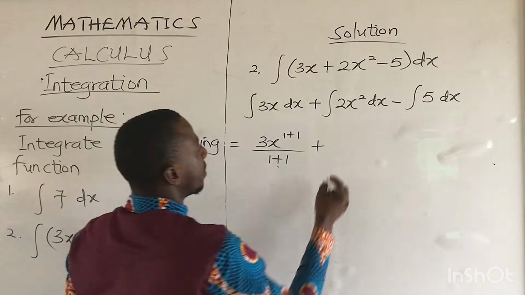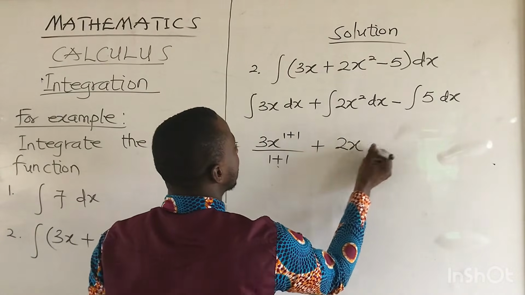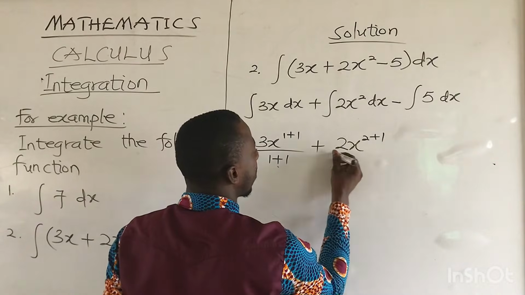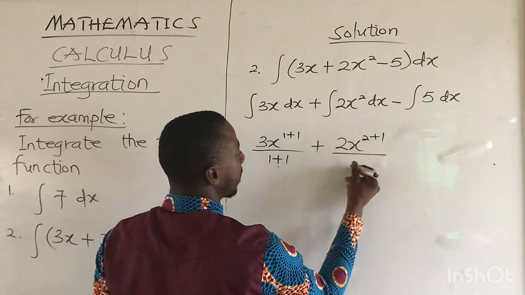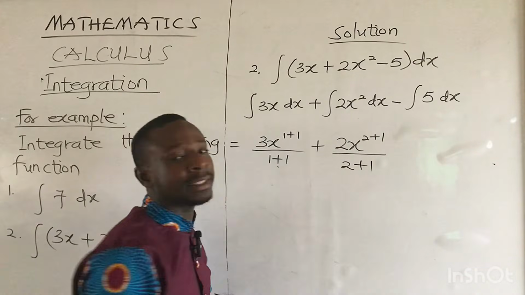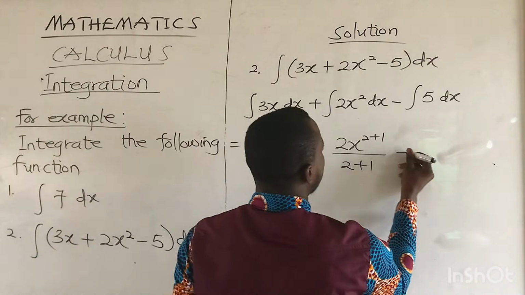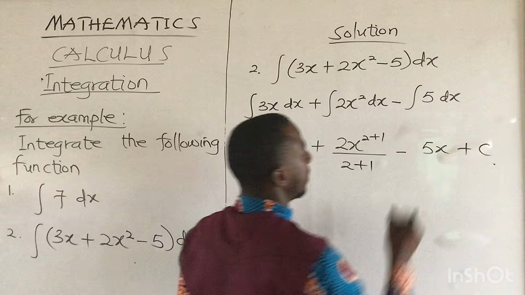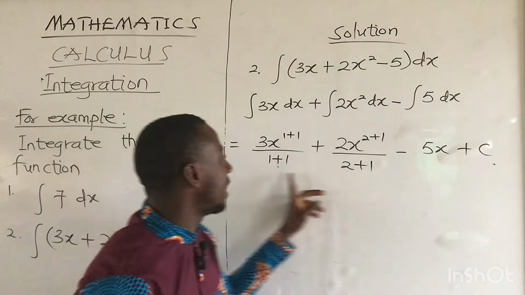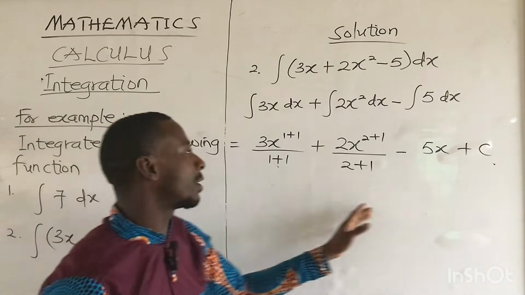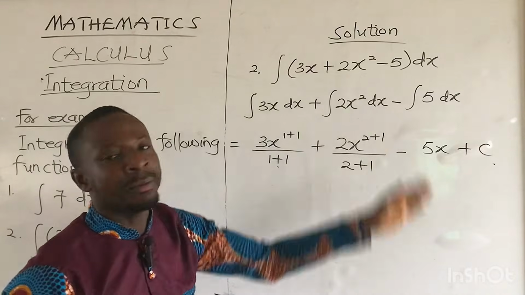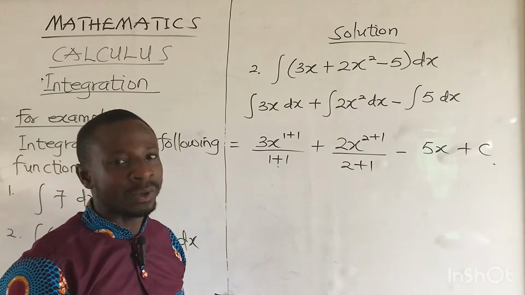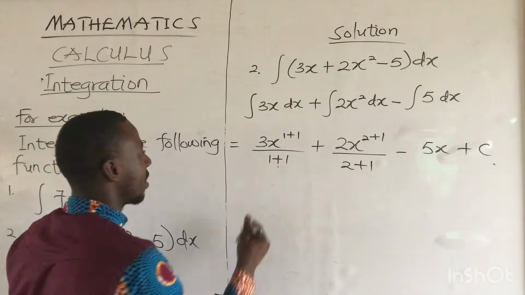plus, over here I'm going to repeat my 2x squared. I'll add 1 to this, all over the same exponent here, 2 plus 1 minus 5x plus c. So the plus c is affecting all of them. That is why I didn't add the plus c throughout, because they are one term. They are considered as one term.